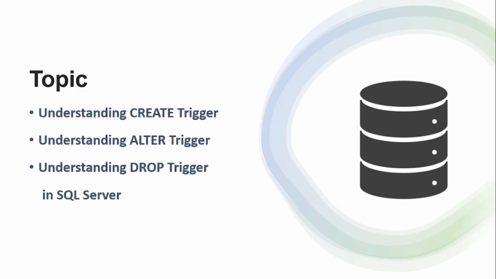Basically, DDL triggers in SQL Server are special types of triggers that are fired in response to database DDL operations such as create, alter, and drop commands. These can be executed on tables, views, or stored procedures. These triggers allow you to capture and respond to changes to the database schema, providing control and auditing capabilities.